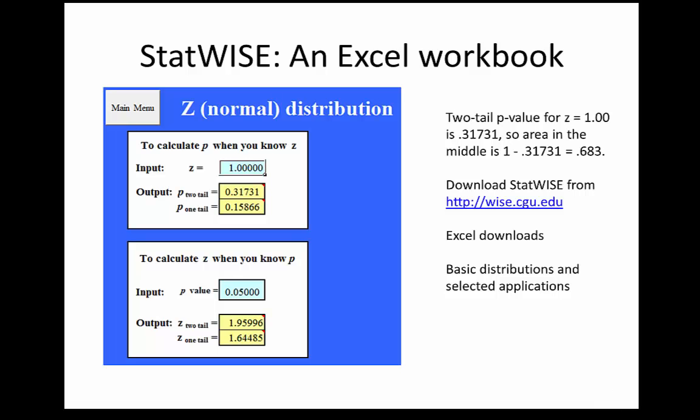On the WISE site, you can find an Excel workbook called StatWise, which has in it many of the basic distributions, including the z distribution. In the window for z, you can enter either the z-value or a p-value, and if you enter the z-value, you will find the p-value associated with it. In this case, for a two-tailed test, the p is 0.317, and so the area in the middle between the tails is 1 minus that, or 0.683, as we saw before. Another option is to use tables, which you can find in the back of most any introductory statistics book.